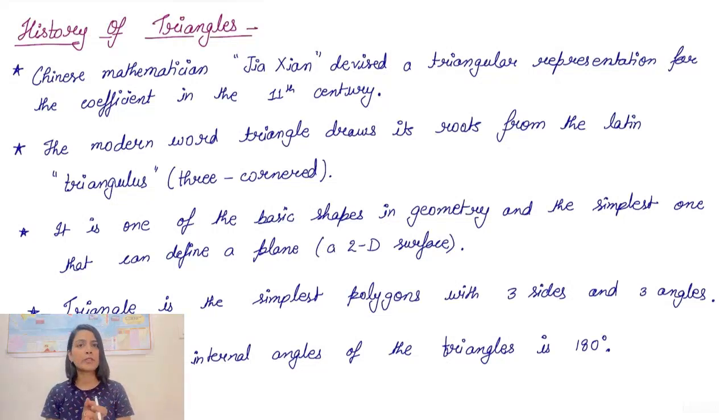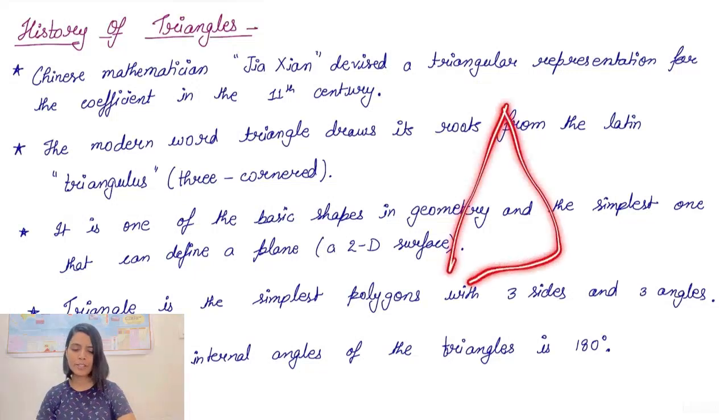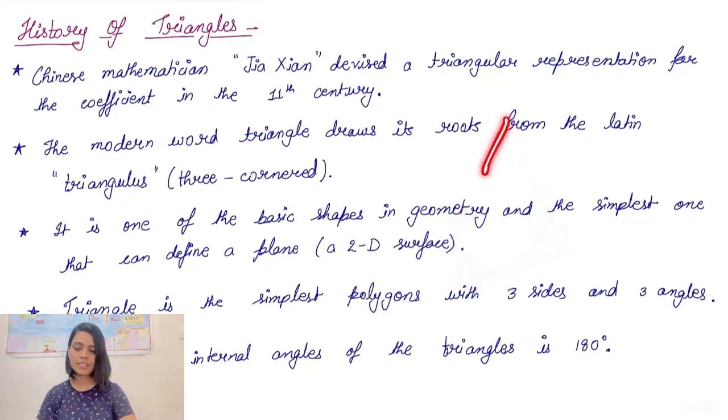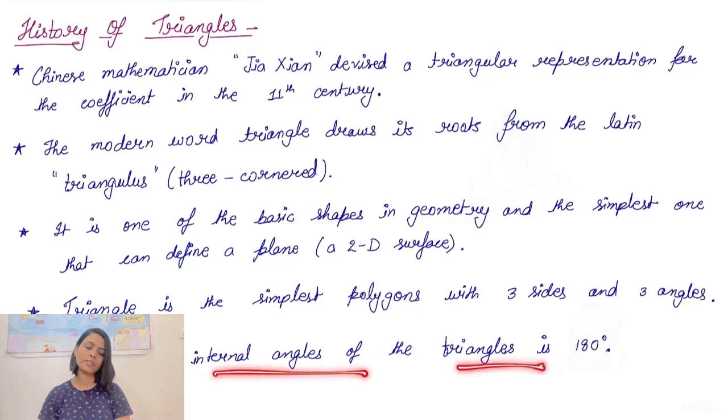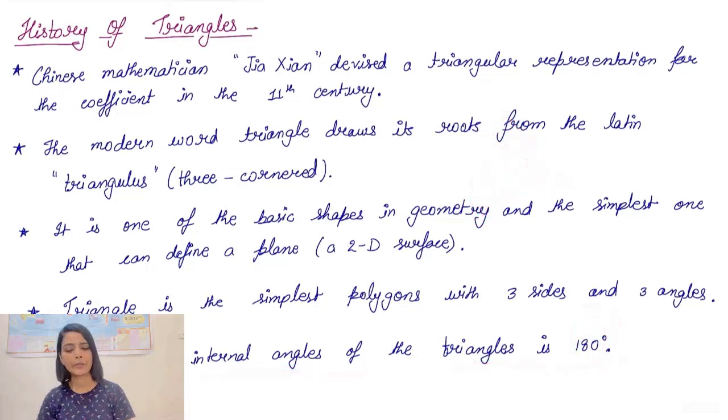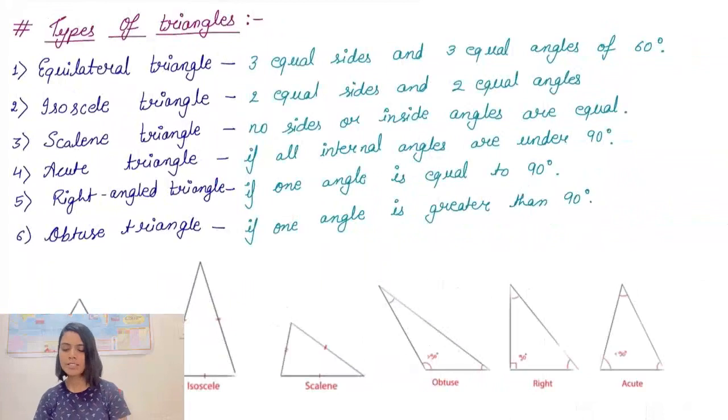One more thing we have to account for is the sum of the internal angles of the triangle. This is our triangle, these are our internal angles, and the sum of these internal angles will be 180 degrees. So the sum of the internal angles of a triangle is 180 degrees. Further, moving on with the types of triangles.